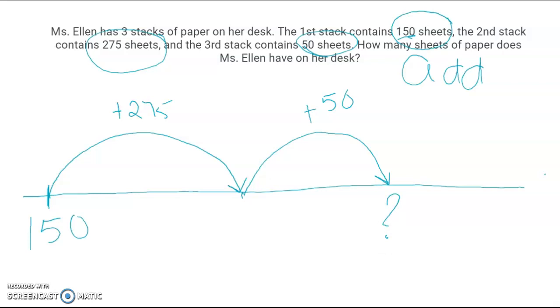I can double check that this number line does represent my problem by seeing here is stack 1 of paper, here is stack 2 of paper, here is stack 3 of paper. So I have all 3 stacks of paper. And I can also double check by seeing that my number line, the arrows are going forward on my number line. So this is a representation of this problem. Let's go see another one.